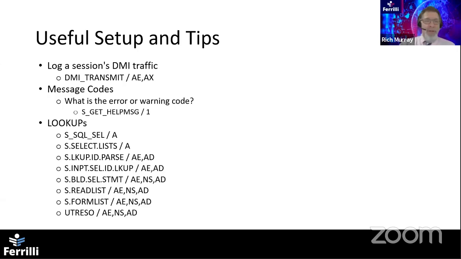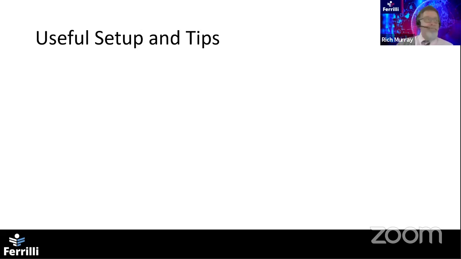Then there's several lookups, and you can see that some of these use the alpha character. So Ellucian has built in some debugging diagnostic stuff using the ShowA at A command for some of these. So S_SQL select, select list, lookup ID, parse, all that good stuff. There's a lot of things that are built into the diagnostics. You just have to know what to request.